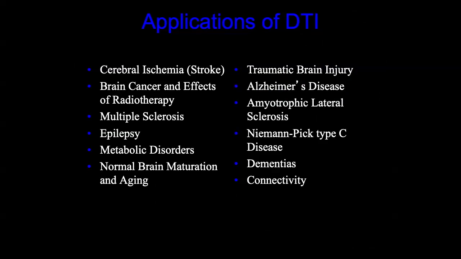And DTI has been applied to many different clinical applications. So stroke, for example, cancer, and then the effects of radiotherapy on the cancer to see if it's affecting the cancer as a treatment. Let's say epilepsy, normal brain maturation and aging, dementia, and then more recently people have been using it for connectivity, which you may have heard, and that is using tractography, which we will discuss a little bit more.